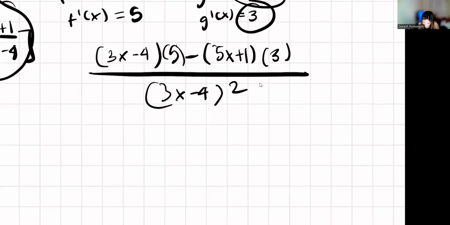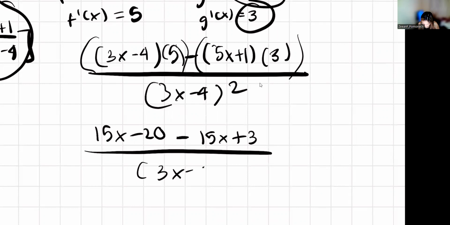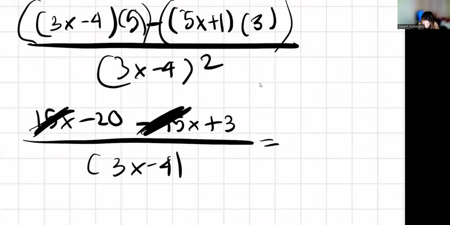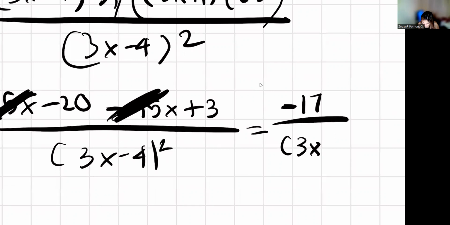Okay, perfect. So we do the following. 15x minus 20 minus 15x plus 3. Okay, 3x minus 4, and then you get the following. You cancel these out, combine like terms, negative 17 over 3x minus 4 squared. So that is quotient rule.